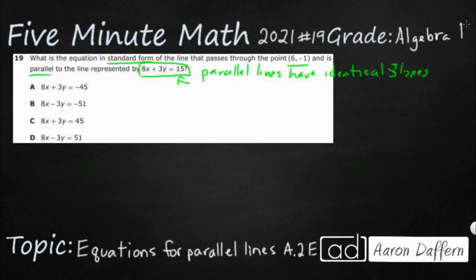Now that is not in slope-intercept form, so we have a little bit of work. So let's take our standard form here. We want to get it into slope-intercept form. So remember, our goal is going to make it look like y equals mx plus b, because if we do that, that's our slope right there, that m. So let's isolate the y. So we're going to subtract 8x from both sides. Right, so we're going to get 3y equals negative 8x plus 15.